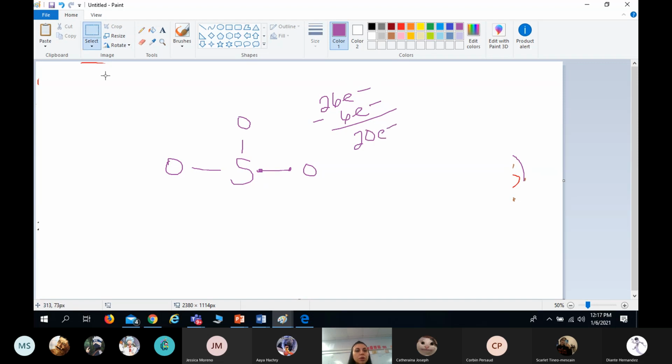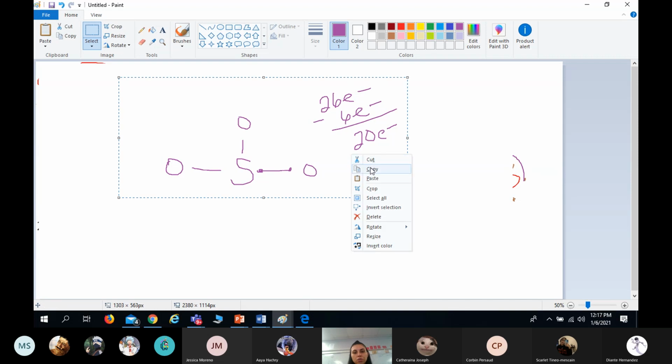Perfect. So this is step two. That's what we call creating the skeleton. I'm going to try and copy this picture into the Word document.